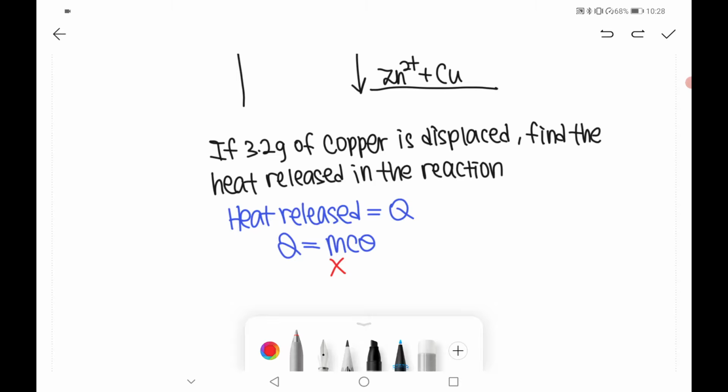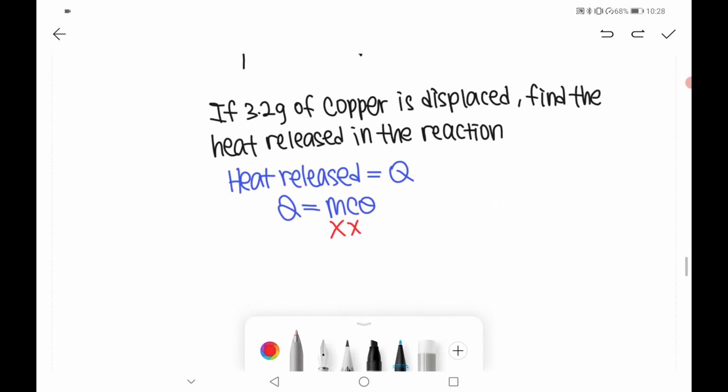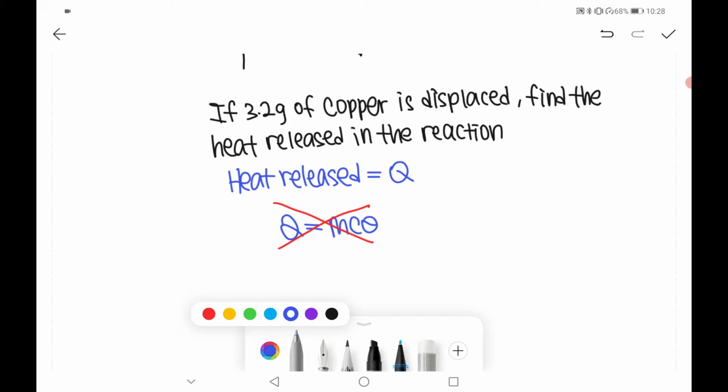C is the heat capacity. Do they give us the heat capacity? Nope. Theta is the temperature change. Do they give us the temperature? Nope. So we don't have m, we don't have c, we don't have theta. We don't have all the information. So when we don't have all the information, this formula cannot be used. Then some will say, sir, if this formula cannot be used, we cannot do the calculation, is it?